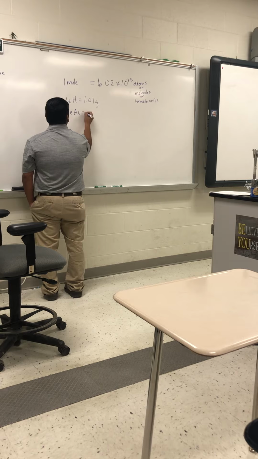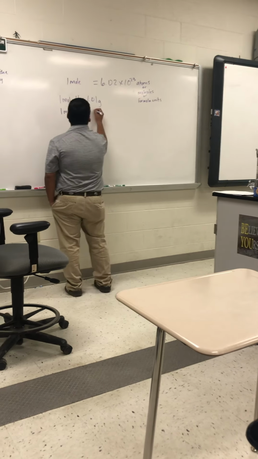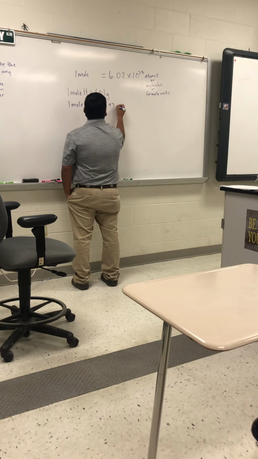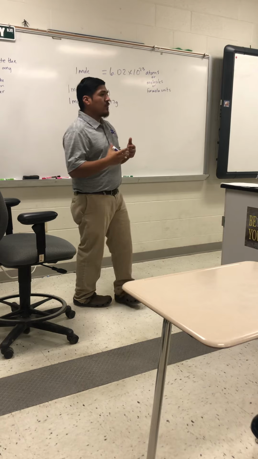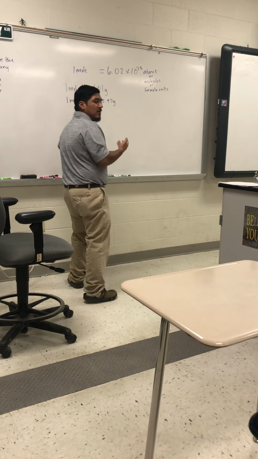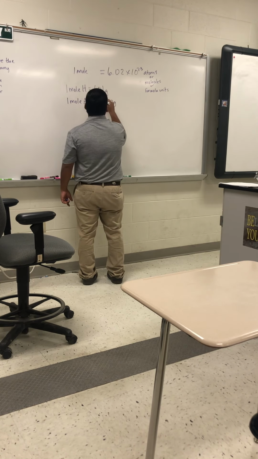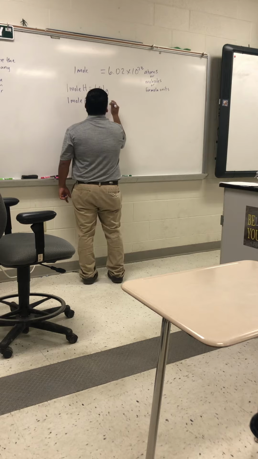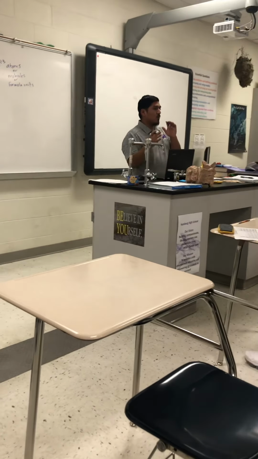196.97 grams, right? Gold is 196.97. Depending on which periodic table, it may vary a little bit. But we'll go with 196 to round it up, and that'll be okay, right? Alright, so now, does it make sense what a mole is?